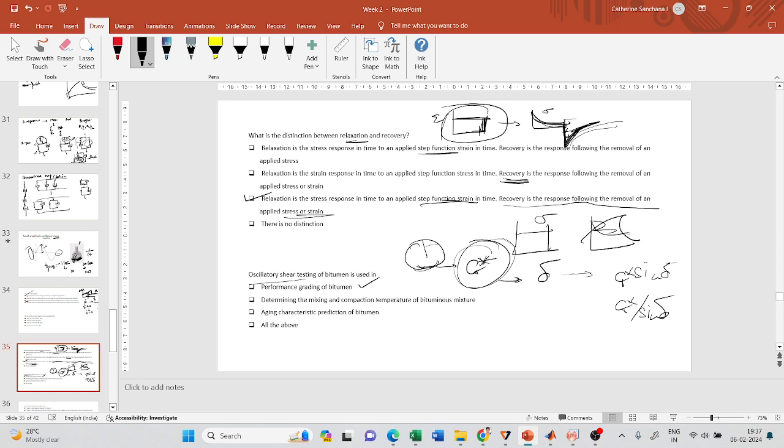Then determining the mixing and compaction temperature of bituminous mixture. So most of us would have heard of determining the compaction temperature using a rotational viscometer, right?